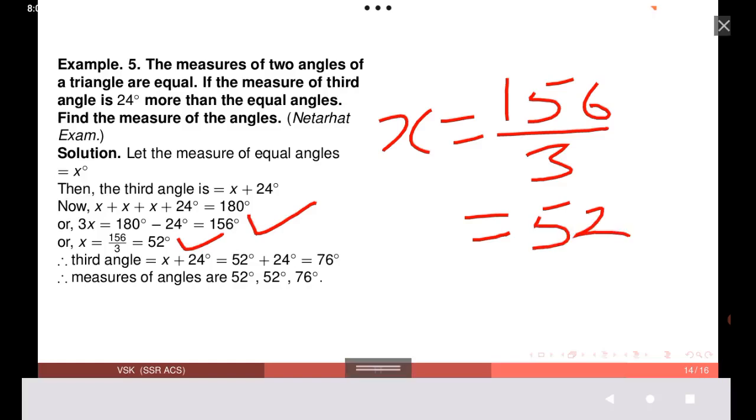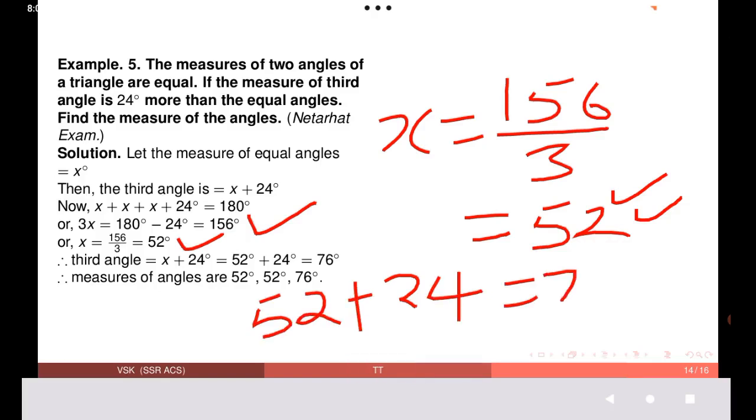So one angle is 52, another angle is also 52, and the third angle will be 52 plus 24, that is 76. So all three angles can be found by this.